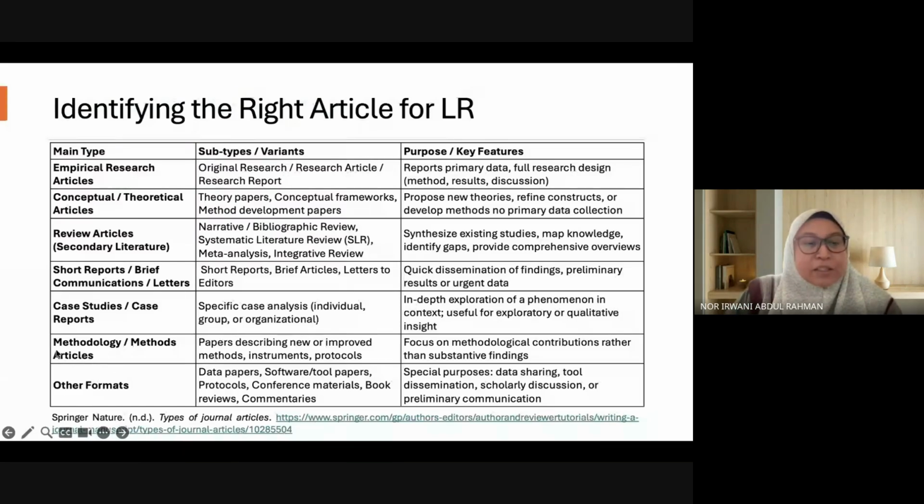Methodology, methods articles. The one that I asked you to find, so that you can validate that particular research area and body of knowledge relating to your title, and what method has been used: experimental, qualitative, or quantitative. So you get a bigger picture. This is the type of article.